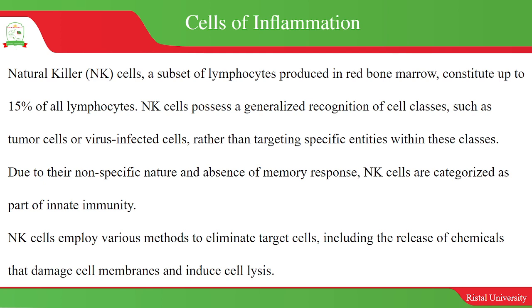So just like other types of lymphocytes, they are produced in the red bone marrow, and they make up to 15% of all the lymphocytes. They are very important in responding to infections, especially in destroying virus-infected cells. So they are very specific in responding to that.